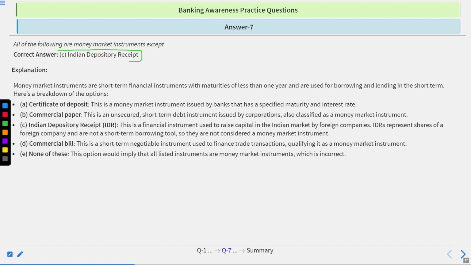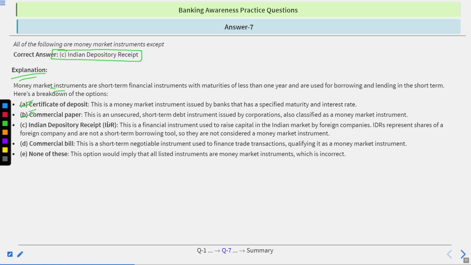Correct answer is C. Indian depository receipt. Explanation. Money market instruments are short-term financial instruments with maturities of less than 1 year and used for borrowing and lending in the short term. Like if we talk about certificate of deposit, this is a money market instrument issued by banks that has a specified maturity and interest rate.